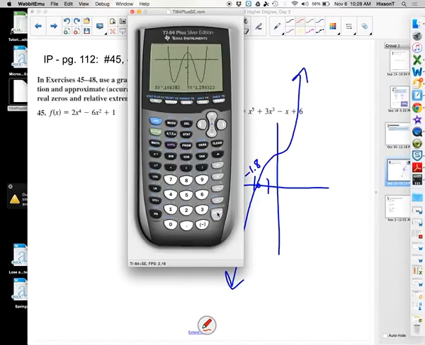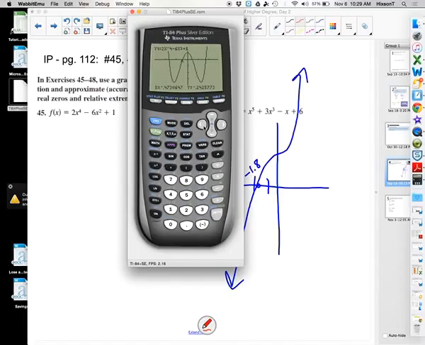Alright, so now how do we find our zeros? How do we find max or min points? Well, if we look in second calculate, if we just hit this trace button, we can approximate. Like if I trace over here, I can see my zero is going to be really close to negative 0.45. But I want to get it exactly.